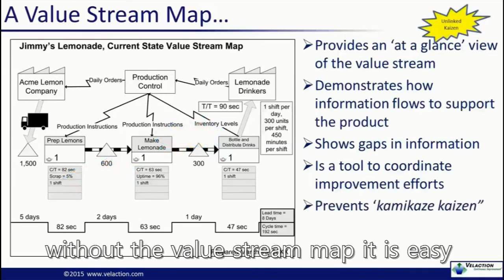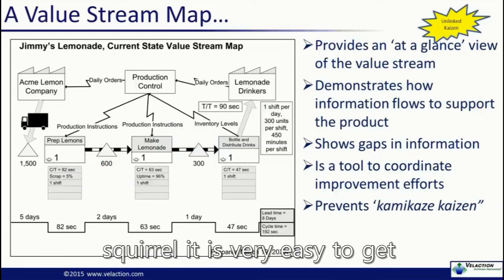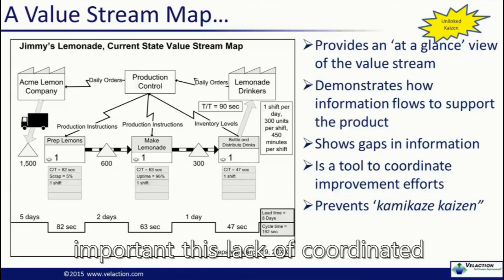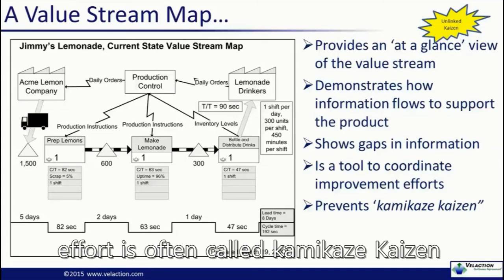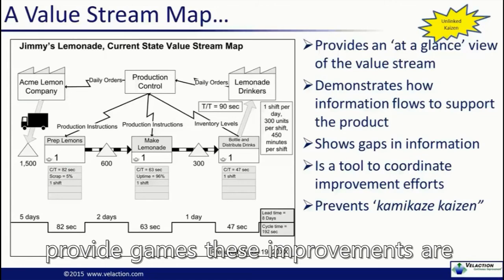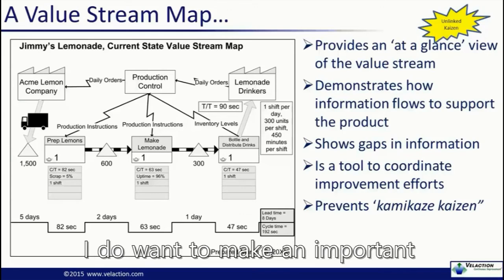Without the value stream map, it is easy to fall into the mode of a dog chasing a squirrel. It is very easy to get distracted and pulled away from what is important. This lack of coordinated effort is often called kamikaze Kaizen. While these unlinked projects can provide gains, these improvements are generally local in nature. They do little to improve the flow of the entire system.